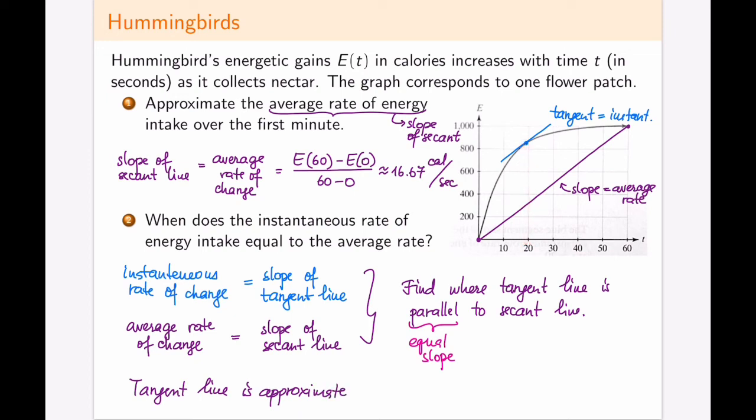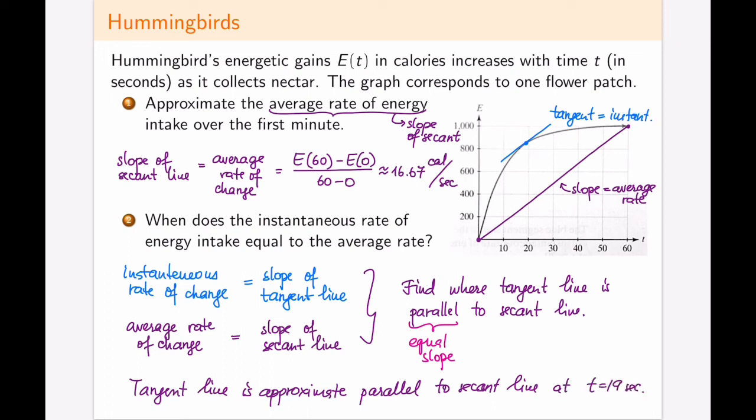Your approximation, of course, can be slightly different. And again, because it's an approximation from the graph, as long as you're in the right ballpark, this is all good, but it has to be justifiable. So the tangent line is approximately parallel to the secant line at t equals 19 seconds.